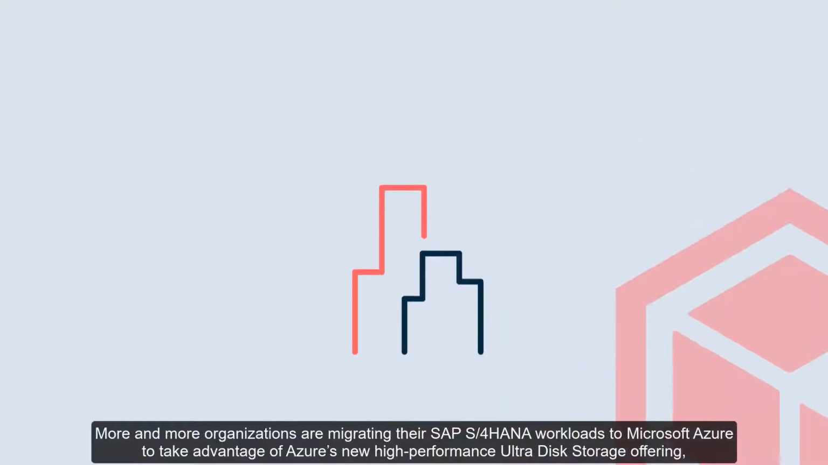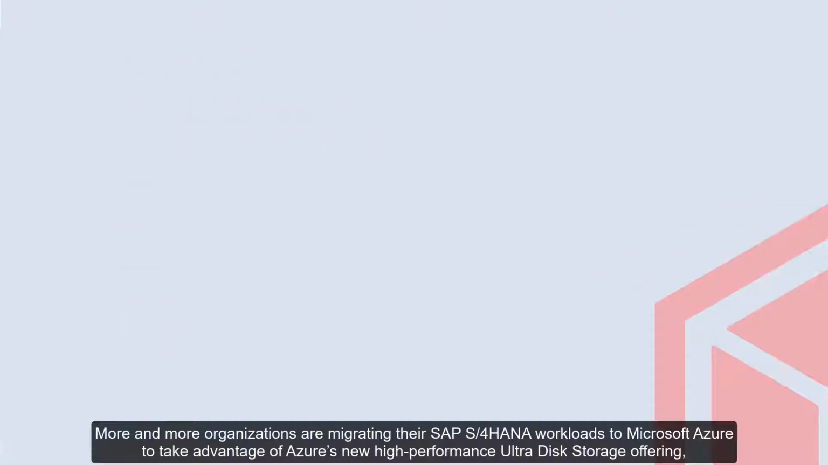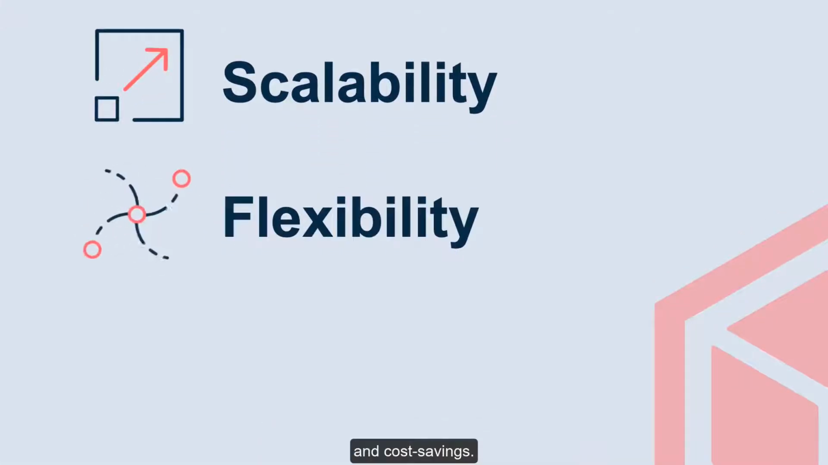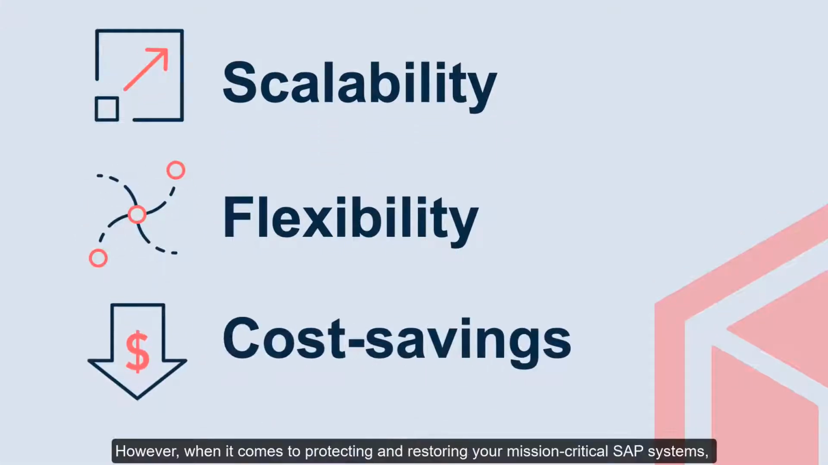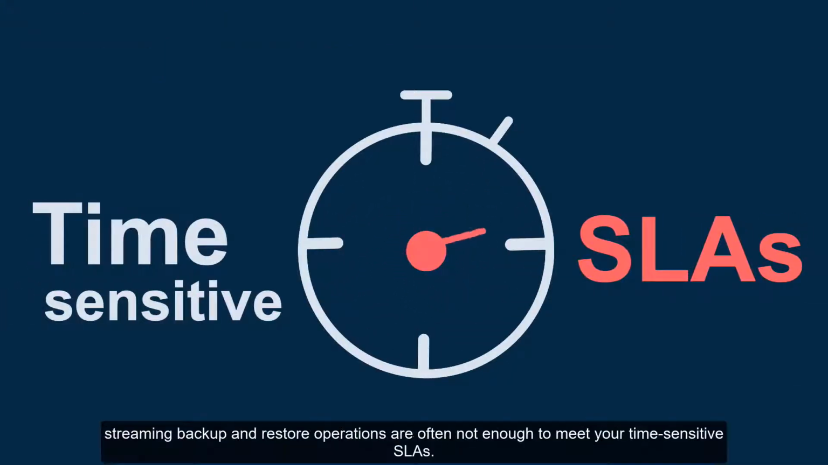More and more organizations are migrating their SAP S/4HANA workloads to Microsoft Azure to take advantage of Azure's new high-performance UltraDisk storage offering, as well as the added benefits of scalability, flexibility, and cost savings. However, when it comes to protecting and restoring your mission-critical SAP systems, streaming backup and restore operations are often not enough to meet your time-sensitive SLAs.